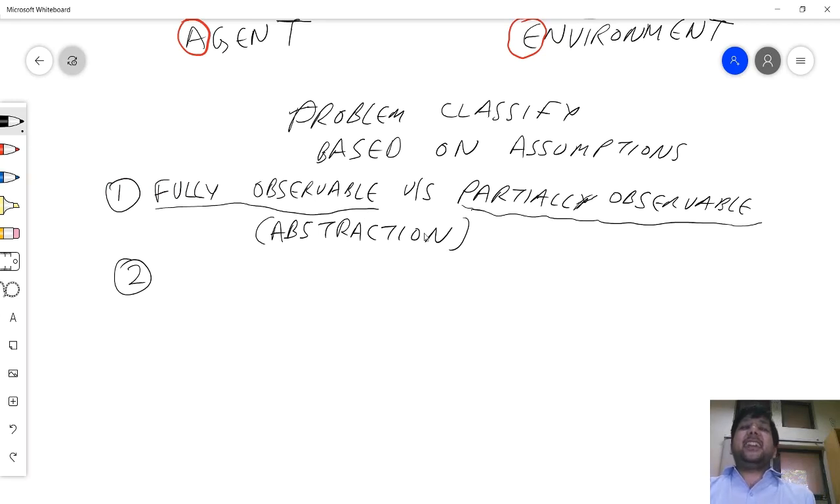If you are thinking, why is there non-observable? That would be a wonderful question. Non-observable. You have no information.